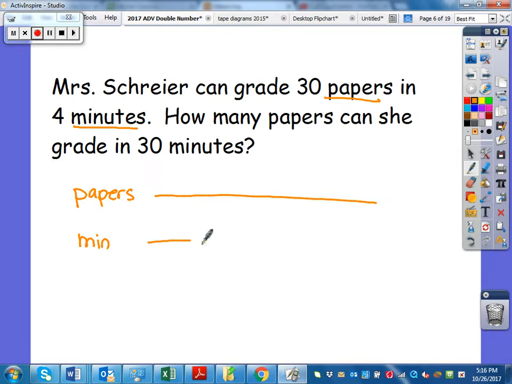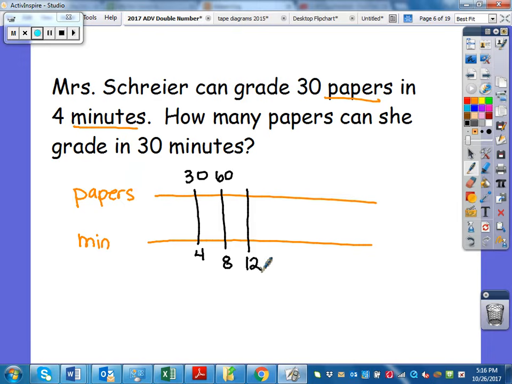I'm going to start by drawing my 2 lines. Then I'm going to start with the ratio that they gave me. They gave me 30 papers in 4 minutes. Now I know that if she can grade 30 papers in 4 minutes, then in 8 minutes, she can grade 60 papers. That means in 12 minutes, she can grade 90 papers.